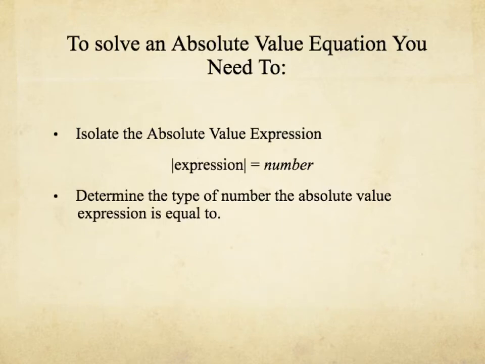To solve an absolute value equation, you need to isolate the absolute value expression. So here's our absolute value, these are the absolute value bars and the expression is inside, and make it equal to a number. So you have the absolute value on one side and then everything else on the other side. Then determine the type of number the absolute value expression is equal to. The next slide will talk about that.